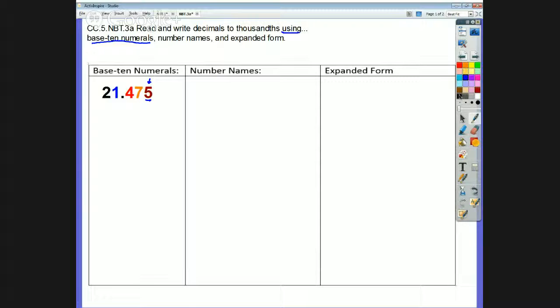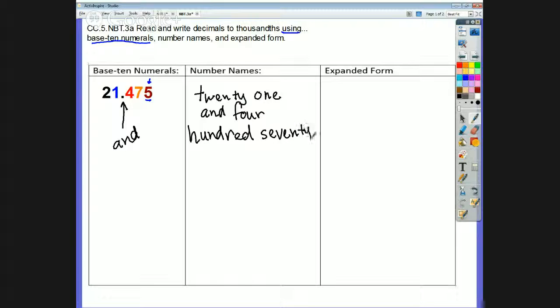So I would write this number name here as 21 and the reason I use the word and is because when I read a number, the decimal point always makes an and sign or an and word. And this is in the thousandths place, and there's 475 of them, so I would say 475 thousandths.